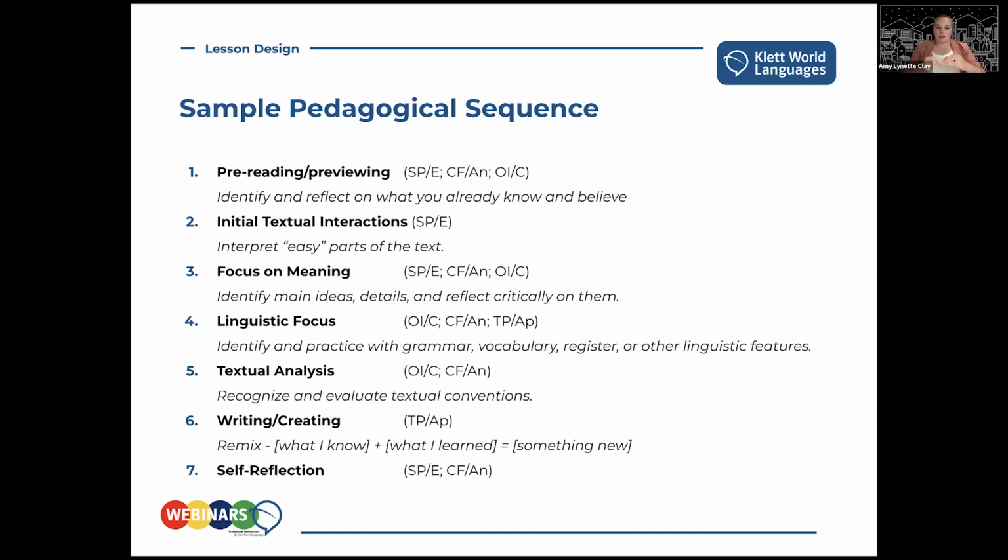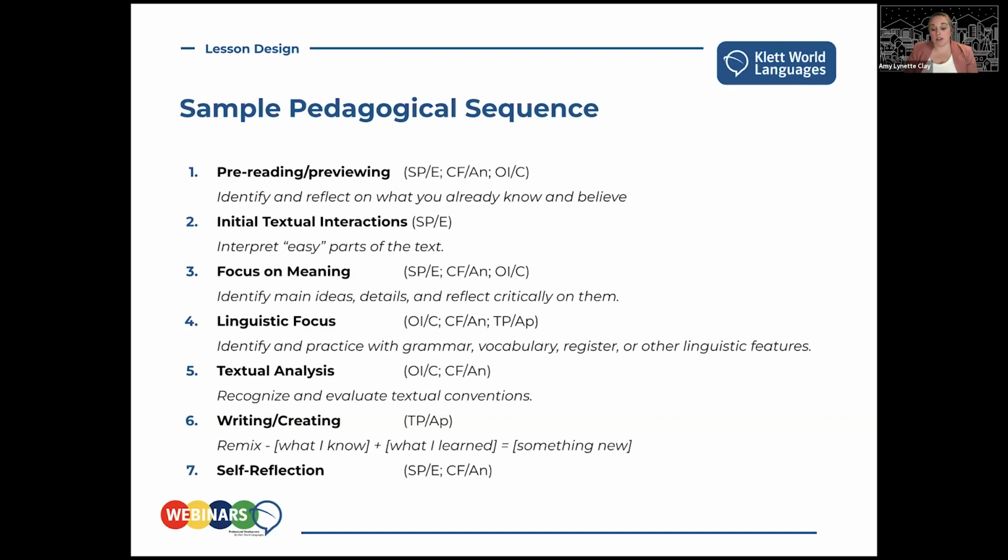And then after that, so that initial textual interaction, sorry, step 2, that's our first like dipping our toes in the text to get a sense of what's going on before we jump in to really focus on meaning. And here we're going to identify main ideas, details, and reflect critically on them. And that critical reflection might be reflecting on the perspectives conveyed in the text, authorship. It might also be thinking about or being able to identify main ideas or things that are not main ideas.